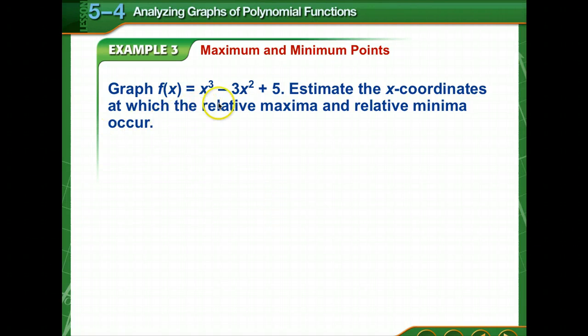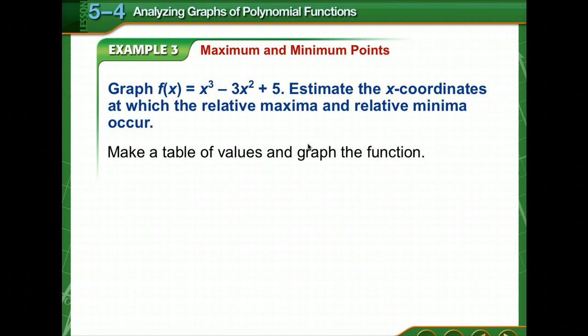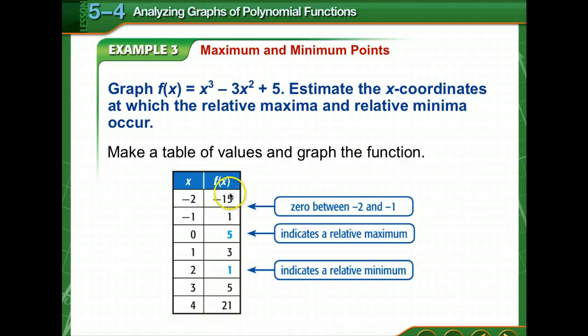Okay, so let's look at this function. We're to estimate the x-coordinates at which the relative maxima and relative minima occur. So let's look at the table of values. There's a 0 here, somewhere between -2 and -1. And then it's increasing, and then whoop, it starts to decrease. So that must be our maximum. It decreases, then whoop, there it starts to increase again. So that indicates a relative minimum. So you're going to see where it goes the highest before it starts going back down, and goes the lowest before it starts going back up. That's how you can look at a table of values and find the extrema.